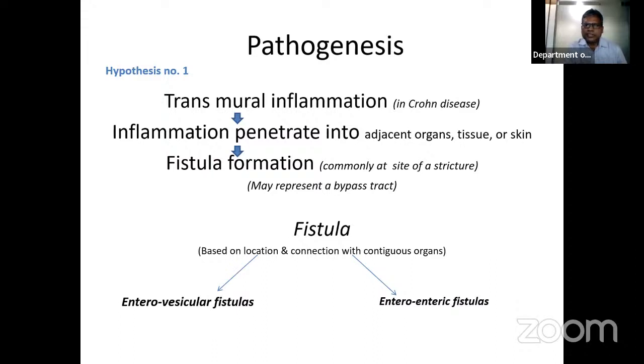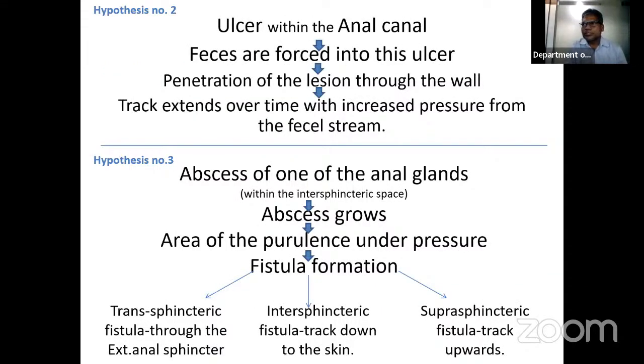Based on the location and connection with the contiguous organs, as I mentioned, the fistula may be either enterovesicular or enteroenteric. Another hypothesis is that there is a formation of an ulcer within the anal canal, and feces are forced into this ulcer, which will lead to the penetration of the lesion through the wall, and this will lead to a tract which extends over time with increased pressure from the fecal stream.